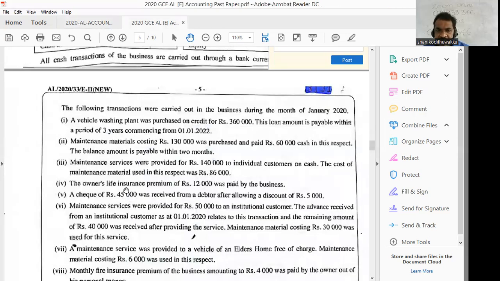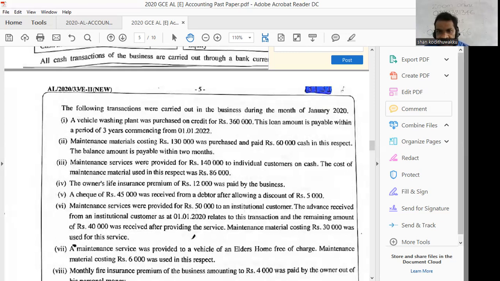The owner's life insurance premium of 12,000 was paid by the business. Owner's life insurance premiums cannot be paid by using business money. If the owner has used money for their private life insurance, it is called drawings. Therefore, it will affect to reduce owner's equity by another 12,000. As they have used business money, then cash balance will come down by another 12,000.